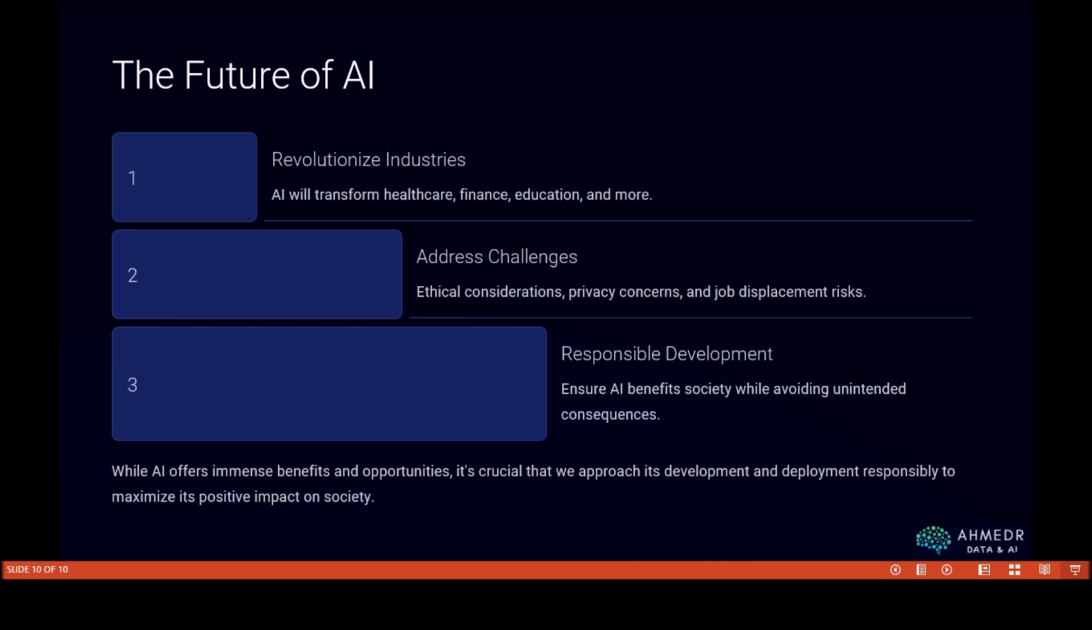However, there are significant challenges and ethical concerns like AI bias, data privacy issues, and the potential for job displacement. It's crucial that we approach AI development carefully to ensure that it benefits society as a whole. In conclusion, AI is a powerful tool with huge potential, but we must ensure that we develop and deploy it responsibly.